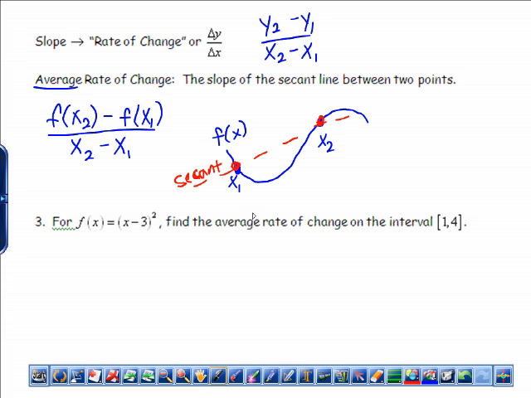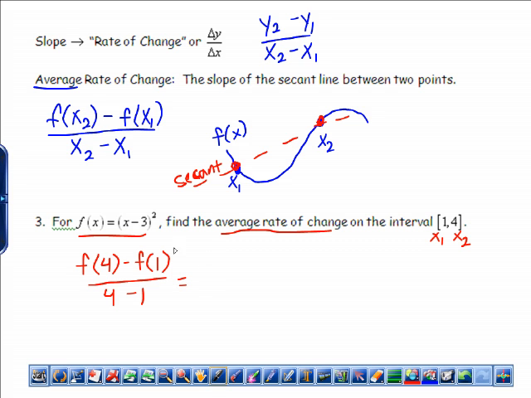Okay. So for number 3, for this function, here they're actually giving us an equation, a function. Find the average rate of change on the interval. Now they're giving us our x1 and our x2. This is not a point. Notice the brackets here. They're giving us 2 x values. So we are going to use this formula. We are going to be finding f of 4, and we're going to subtract f of 1, and put that over 4 minus 1. I'm not even going to do the graph. We can do this completely without the graph.